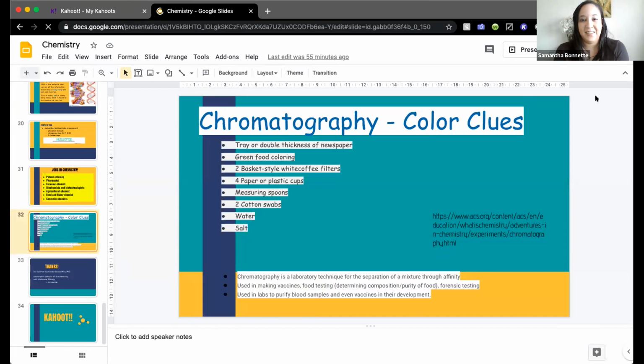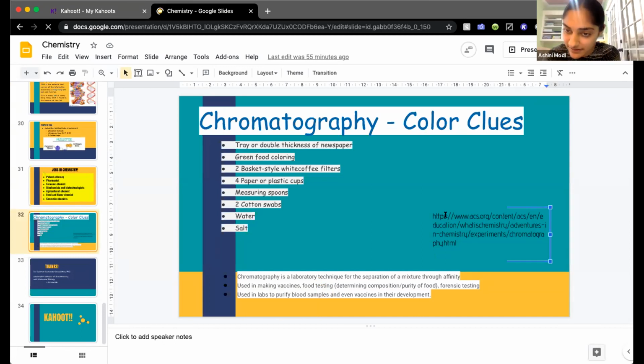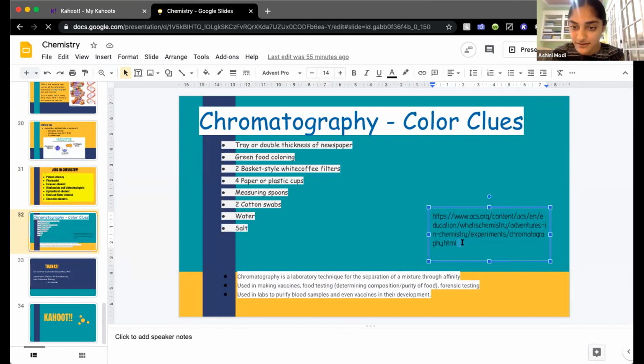And here is the chromatography experiment. Let me go ahead and post the link in the chat one more time in case you didn't get it the first time.